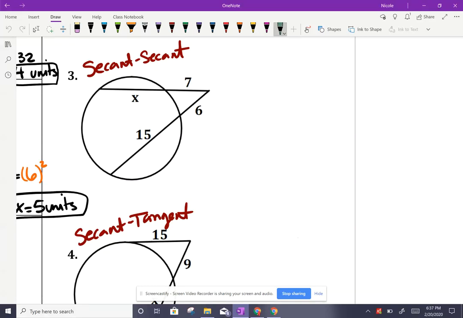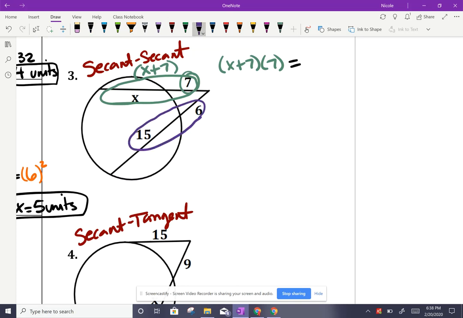Okay, we have just a few more examples left. So our next one is a secant, which we've done one of these already. And for that, we do the whole thing, which is going to be x plus 7 times the outside. So x plus 7 times 7 will equal, and we do the whole here, which is 15 plus 6, which is 21, times just the outside, 6.